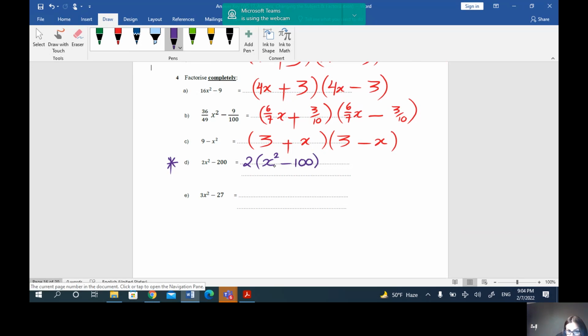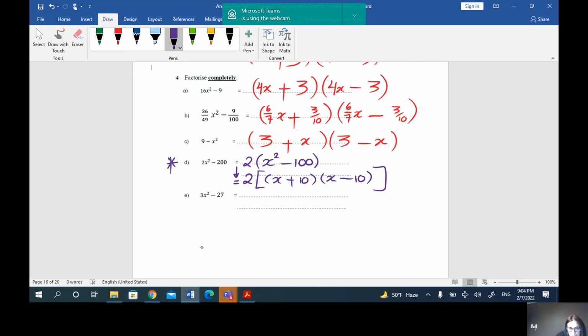Now, if you look here, x squared is x times x, and 100 is 10 times 10. So for the second step of this factorization, 2 will stay as is, and you open a bracket like this, and it will be two brackets, plus minus, x, 10, 10.